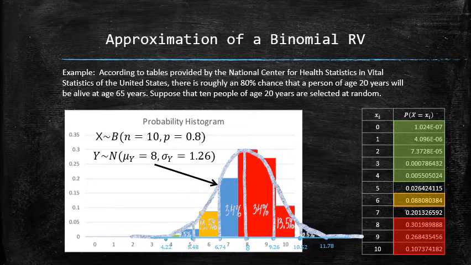Now, while it is natural to approximate the probability of x equals 6 with the probability of y equals 6, by doing so, we will be ignoring the fact that the probability of y equals 6 is equal to 0. A better estimate can be obtained by finding the area between 5.5 and 6.5, which is equal to 0.0933 and is very close to the actual probability that we found earlier.